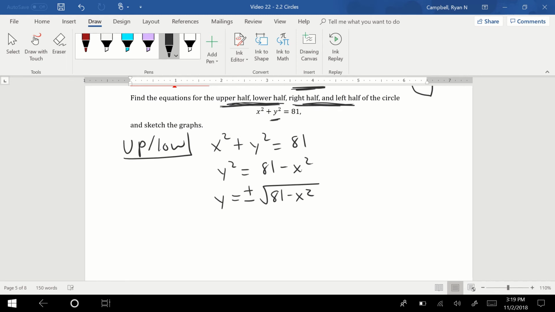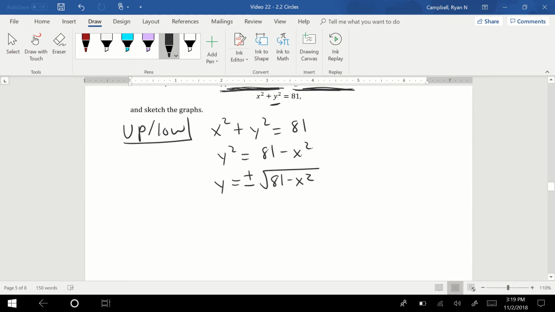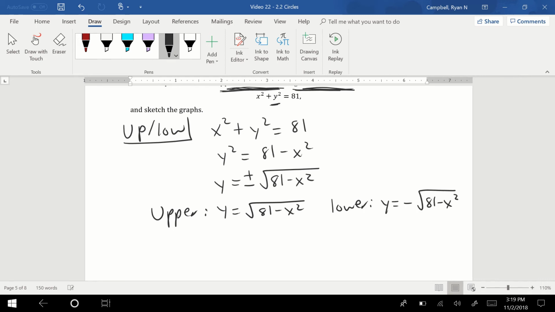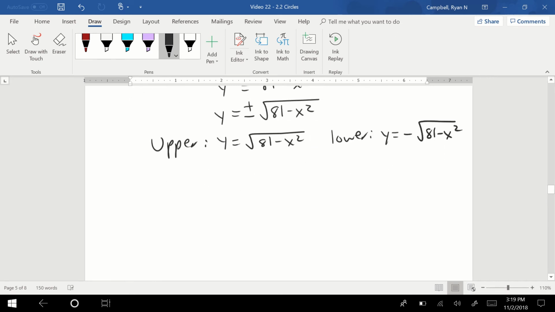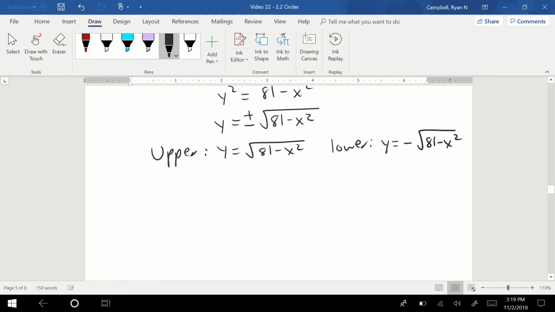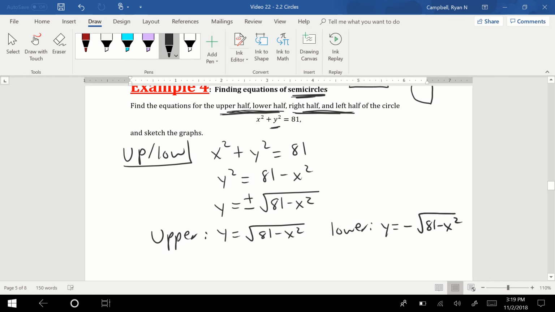So this is going to be exactly what you think, right? The upper semicircle is going to be y equals positive square root of 81 minus x squared. The lower one is going to be y equals negative square root of 81 minus x squared. And if you want, you can plug in our values, but we also know where our center is going to be. Our center is going to be at 0, 0, and the radius is going to be 9.